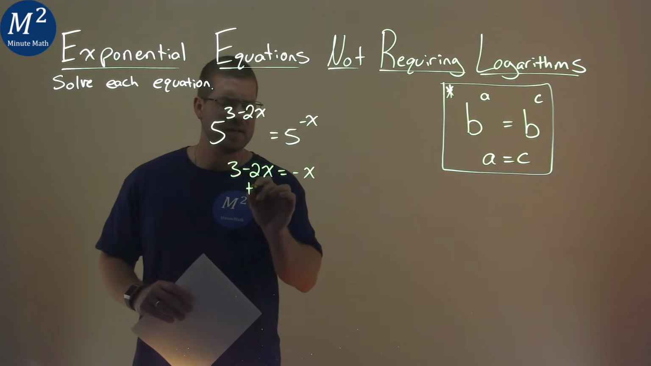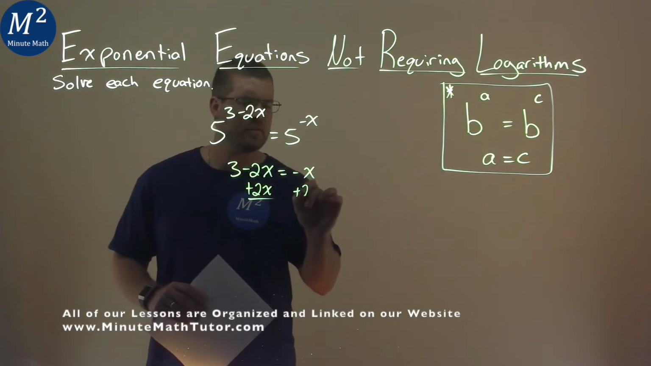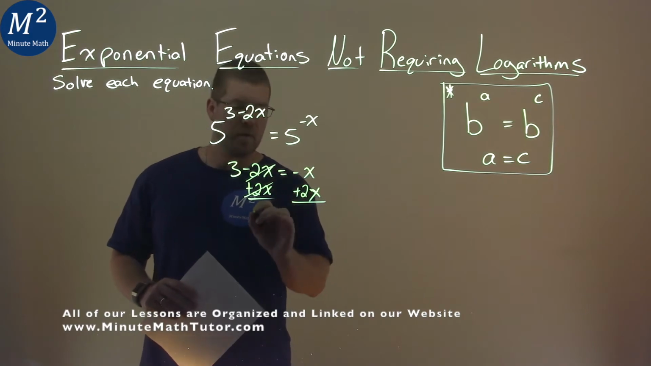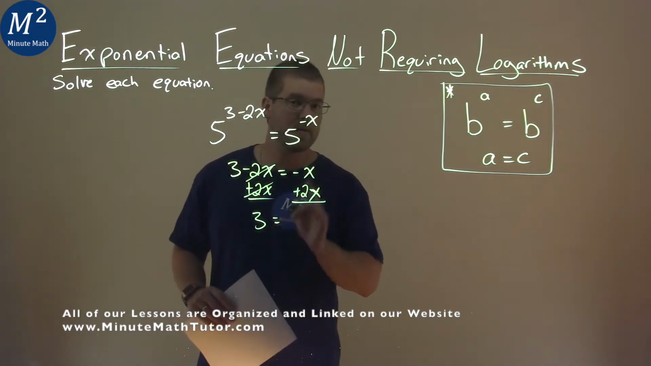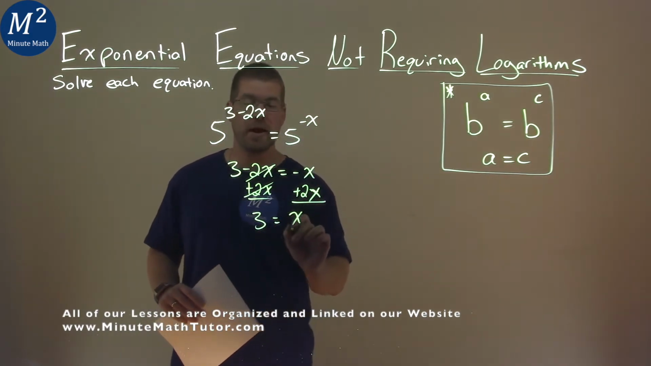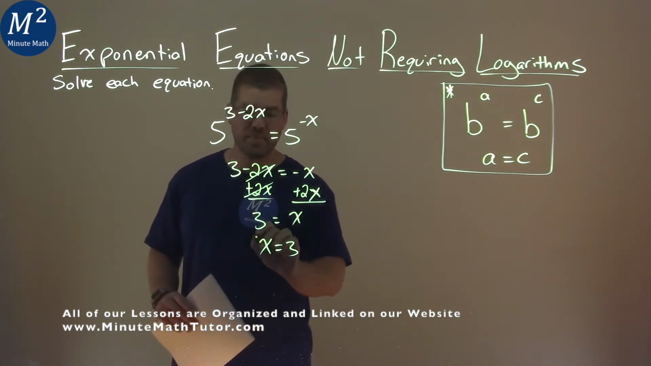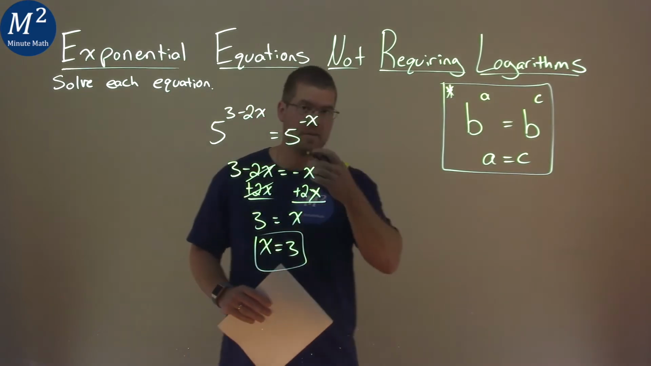Pretty easy, actually. Add 2x to both sides. The 2x's cancel, and we have a 3 on the left, and negative x plus 2x is just 1x. So if you want to rewrite it x first, x equals 3, and that is our final answer.